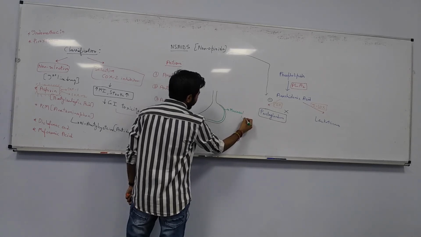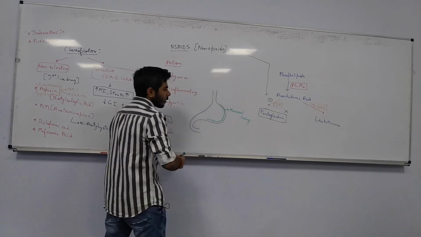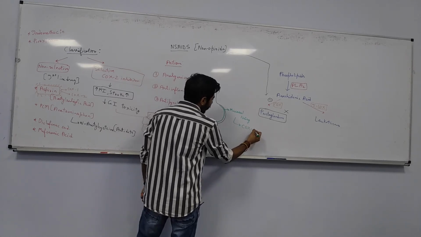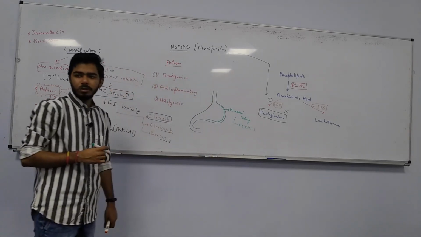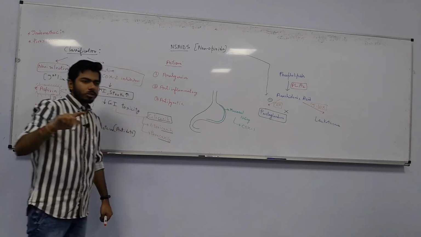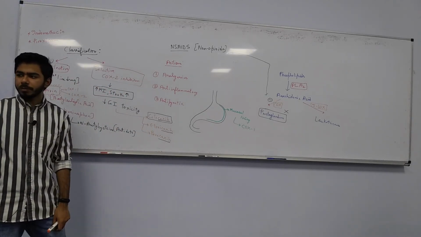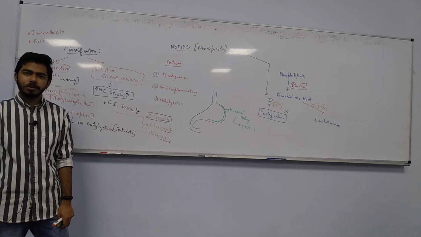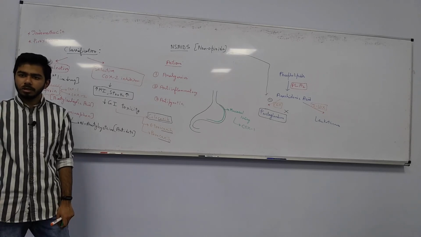This is the mucosal lining, and it is made up of which enzyme? That is the COX-1 enzyme. If you are using a COX inhibitor, for example aspirin, aspirin works on COX-1 as well as COX-2.